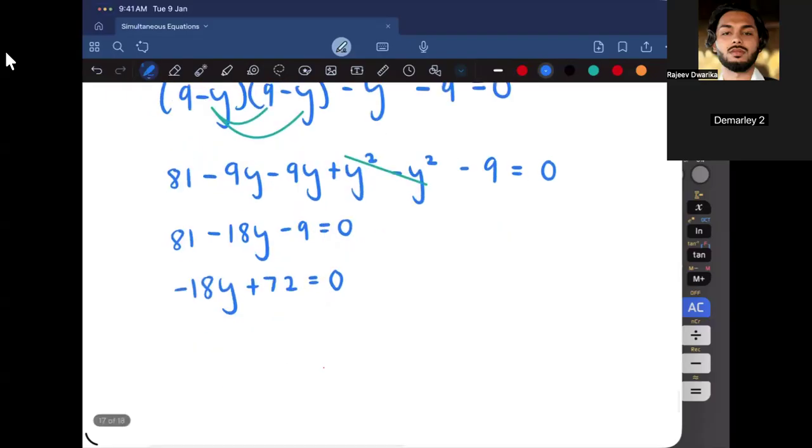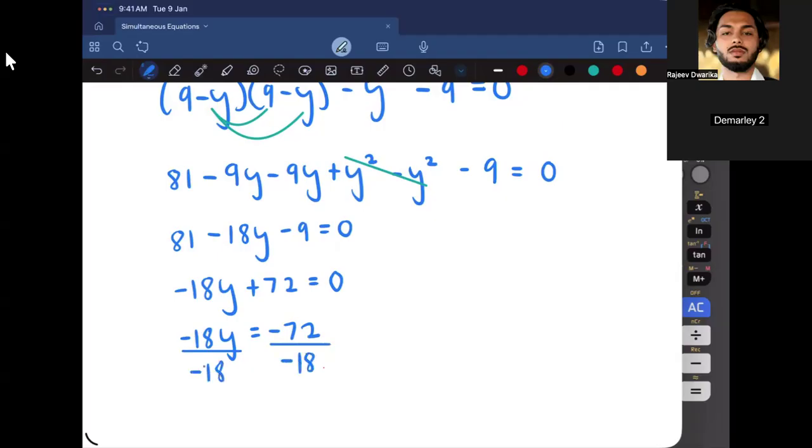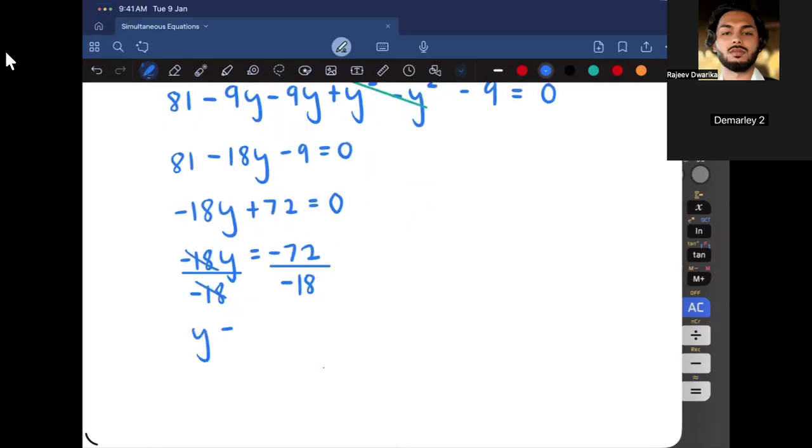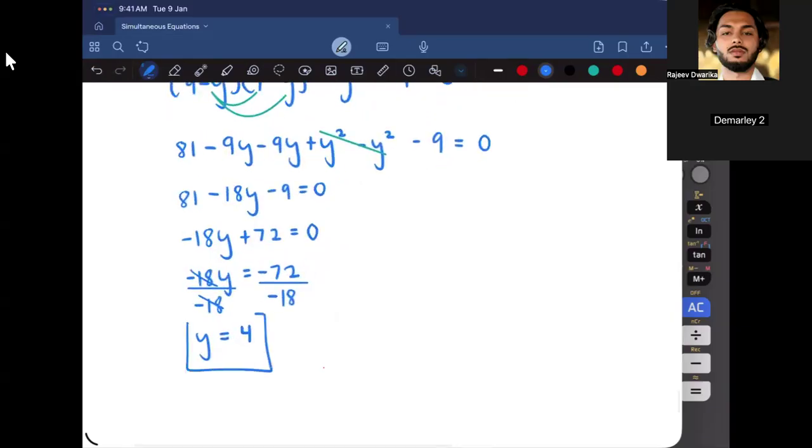And so you want to find y, right? So you're going to get minus 18y is equal to minus 72. If I want to find 1y, I would have to divide both sides by minus 18. And so y will be equal to, if my math's correct, I think that should be 4. Right, so y is equal to 4.